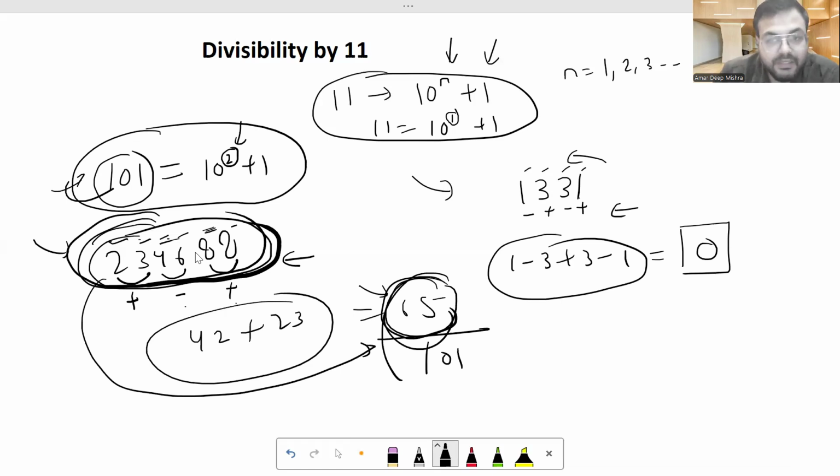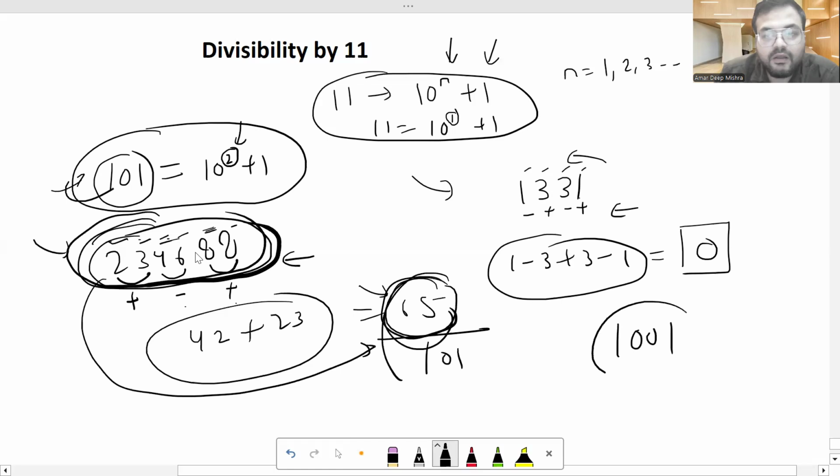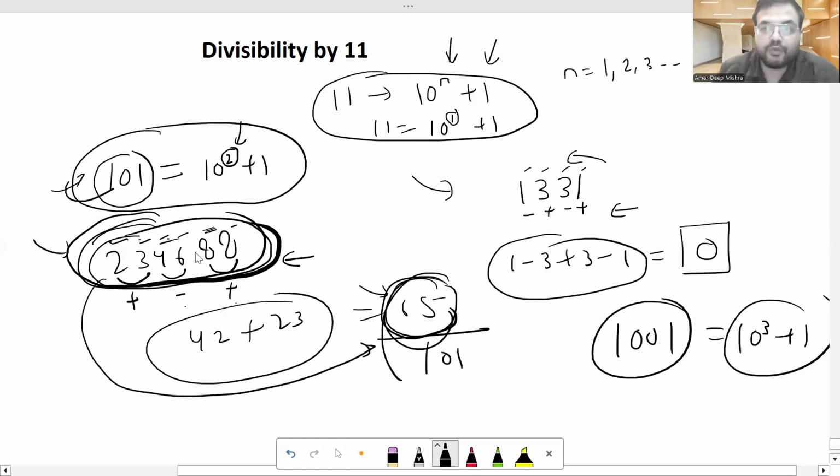Now similarly, if I talk about 1001, 1001 is your 10 cube plus 1. In this, I will be making triplets. One triplet, starting from the right side, then another triplet, with plus, minus, plus in the alternate sense.